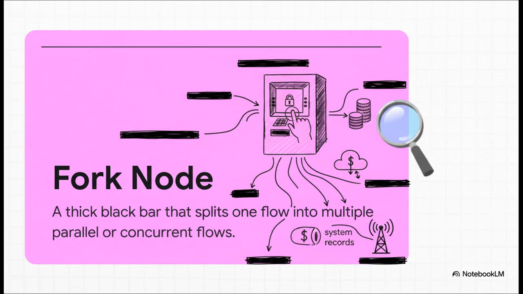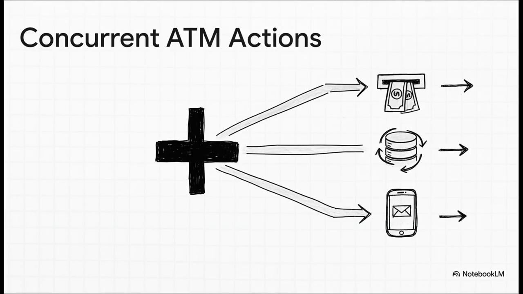It splits one flow into several parallel flows. So, once your PIN is validated and you've asked for your cash, the system can kick off multiple tasks simultaneously. The fork node is how we show that moment where everything starts happening at once. So what are we talking about here? What happens all at once?